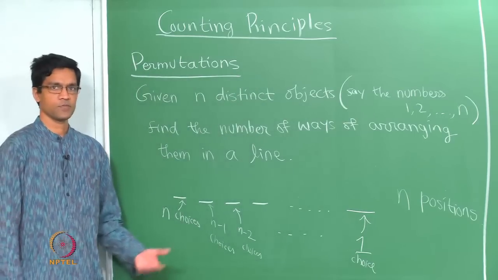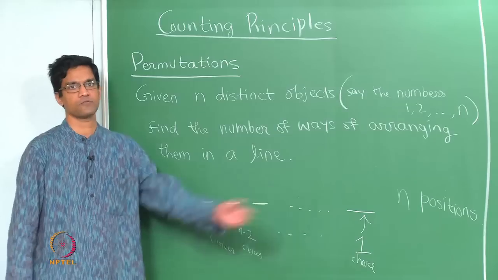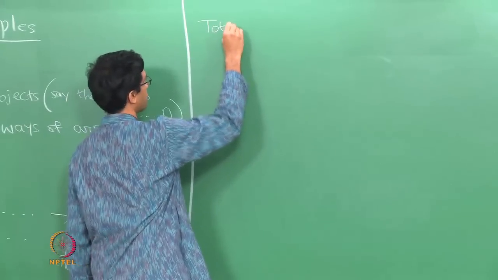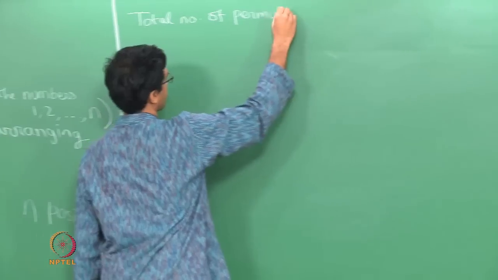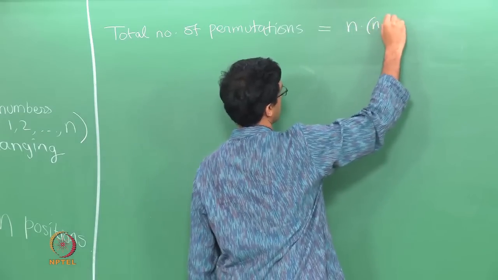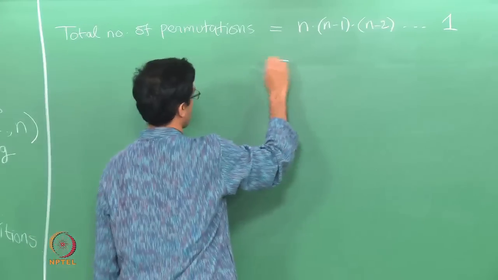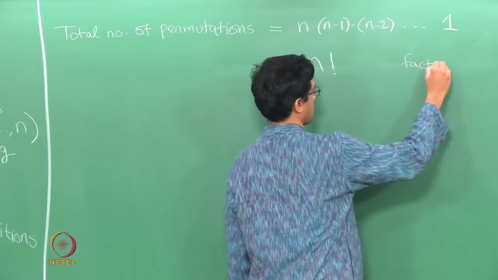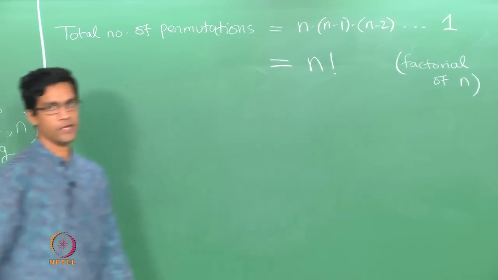Okay, and the multiplicative principle or the product principle says the total number of choices is just the product of the number of choices at each one of these steps. So the total number of permutations of the numbers 1 through n is therefore n times n minus 1, and so on, so this is the factorial of n. Okay.